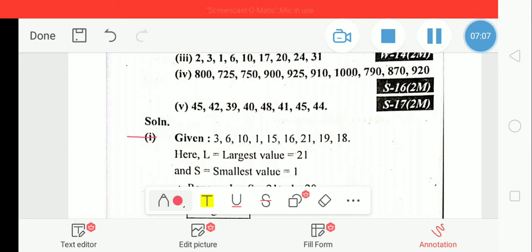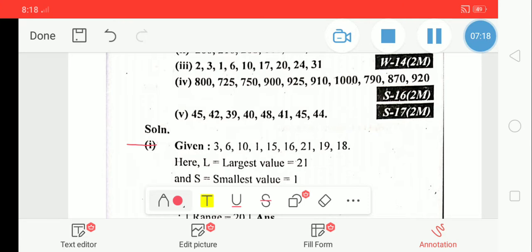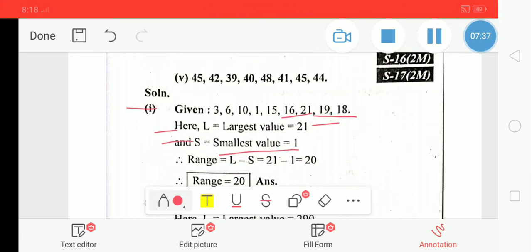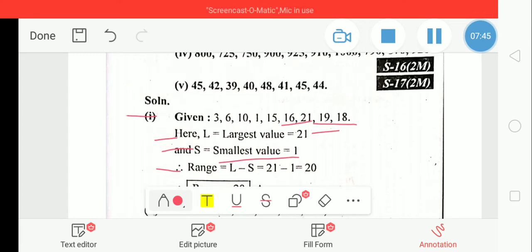First, take the given distribution: 3, 6, 10, 1. We observe that the smallest value is 1 and the highest is 21, among 15, 16, 21, 19 and 8. So L is equal to the highest value, that is 21, and S is equal to the smallest value, that is 1. We know that range is equal to L minus S, that is 21 minus 1, which is equal to 20. So the range of this distribution is 20.